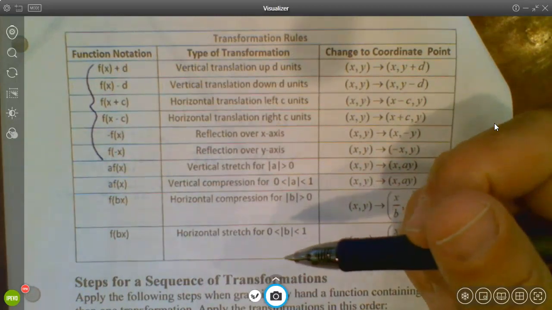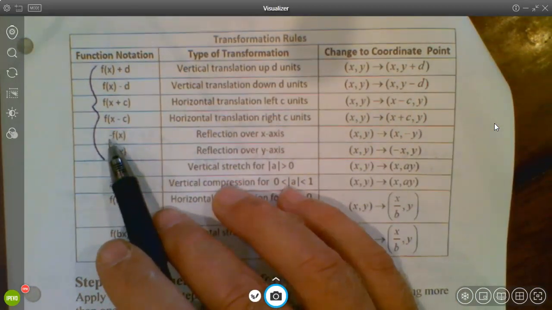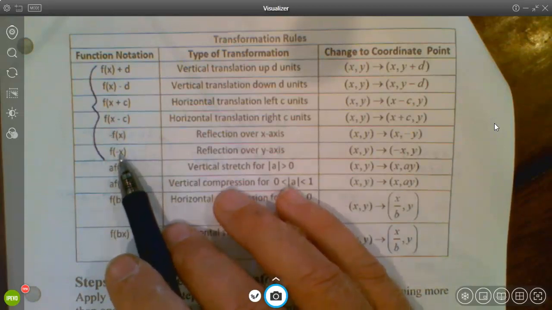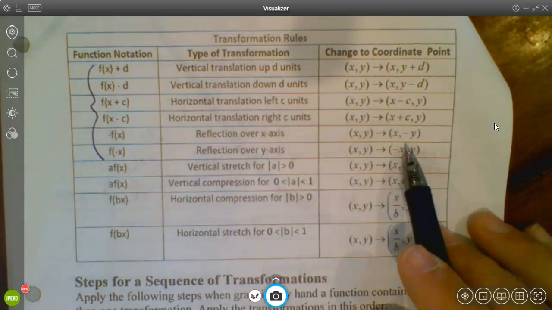So the reflections, again, if it's not attached to x, it's going to reflect your graph up and down across the x-axis. If it is attached to x, it's going to affect your graph left and right over the y-axis. Right? So here's just a rule that you could apply to those.